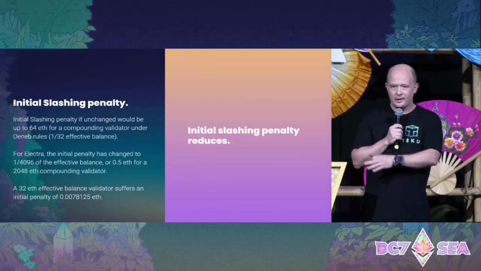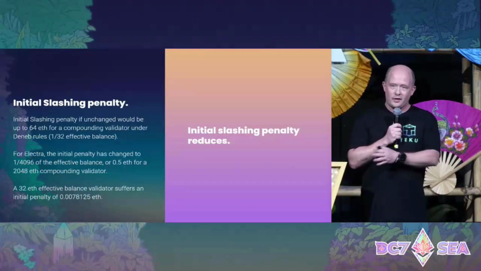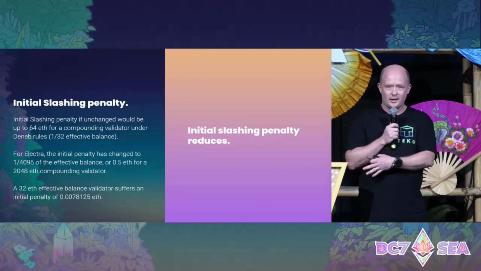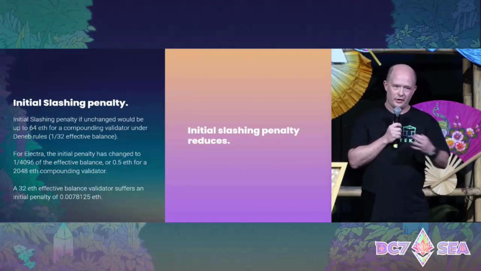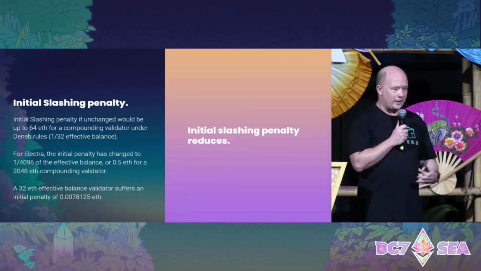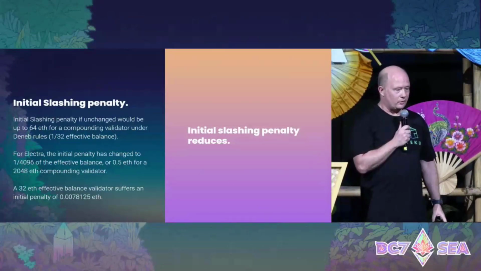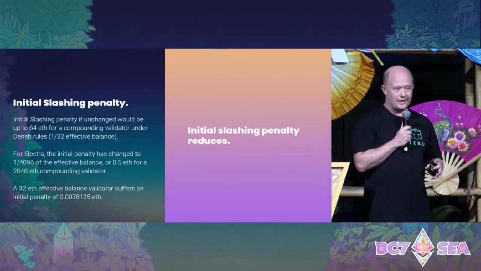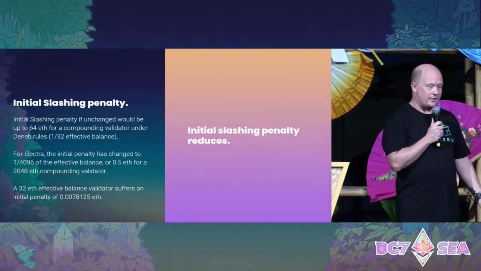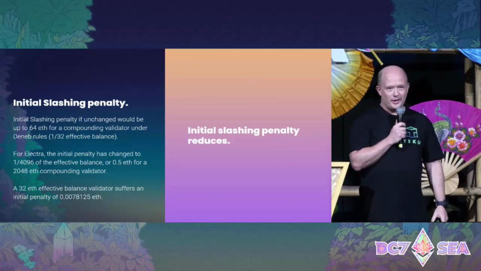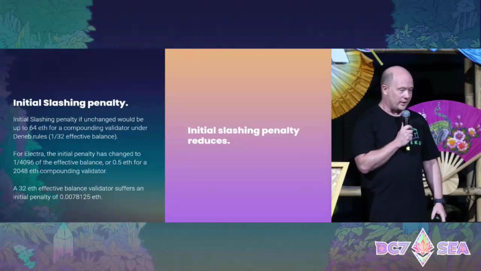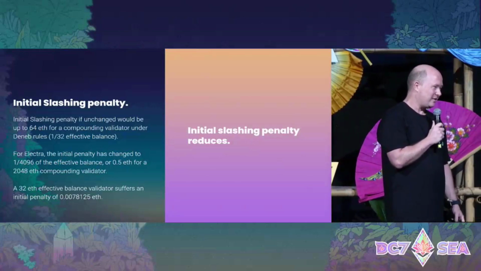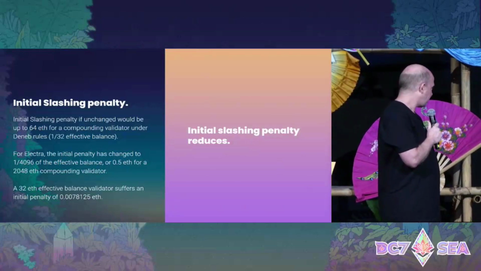And they'd still pay the inactivity penalties, which scale up with balance anyway. So they will pay more inactivity than a 32 ETH validator, but the initial penalty is a bit more reasonable. This is a linear scale. So the good news is, for any non-compounding validators, their initial penalty becomes very, very small, 0.0078125 ETH. So that's a good outcome.